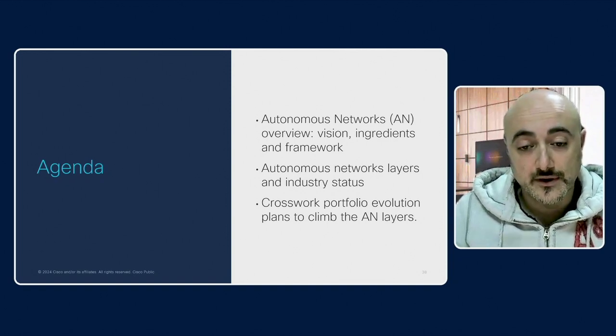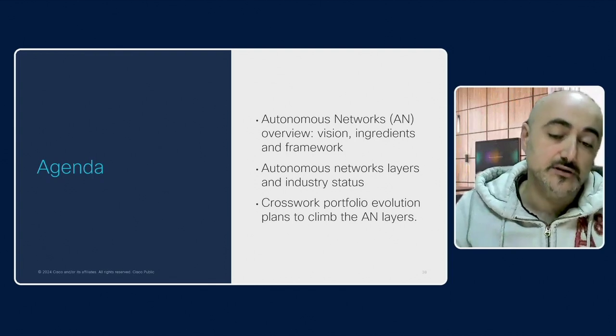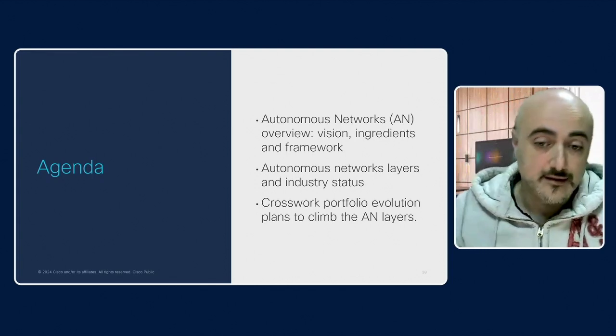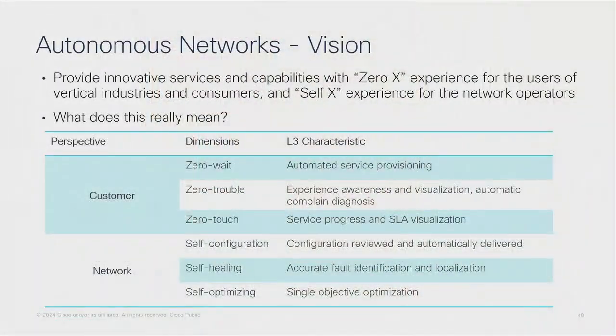And then one thing that we wanted to add in this discussion is a description of where our Crosswork portfolio, our automation portfolio, fits into the various layers. So let's start our short journey from two keywords that you probably heard so many times when hearing about autonomous networks: zero-x, self-x. What does this mean?